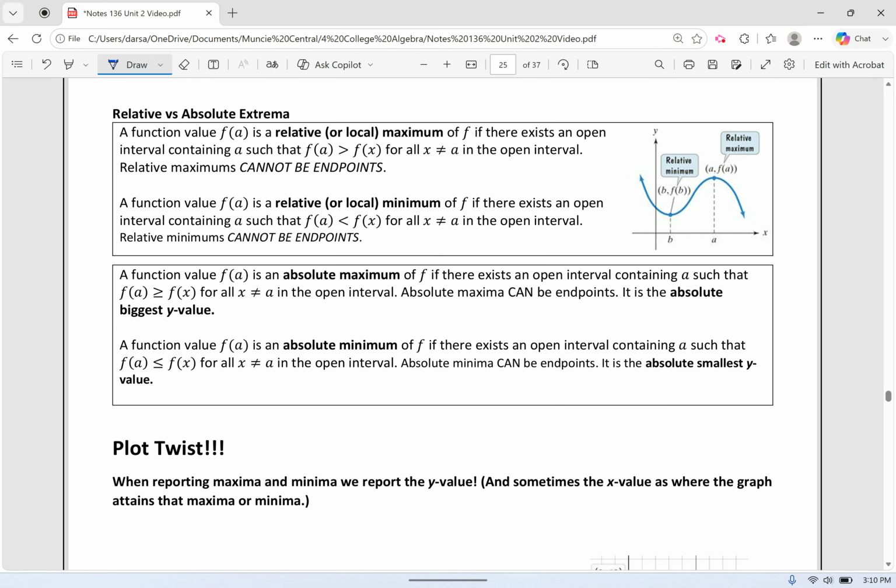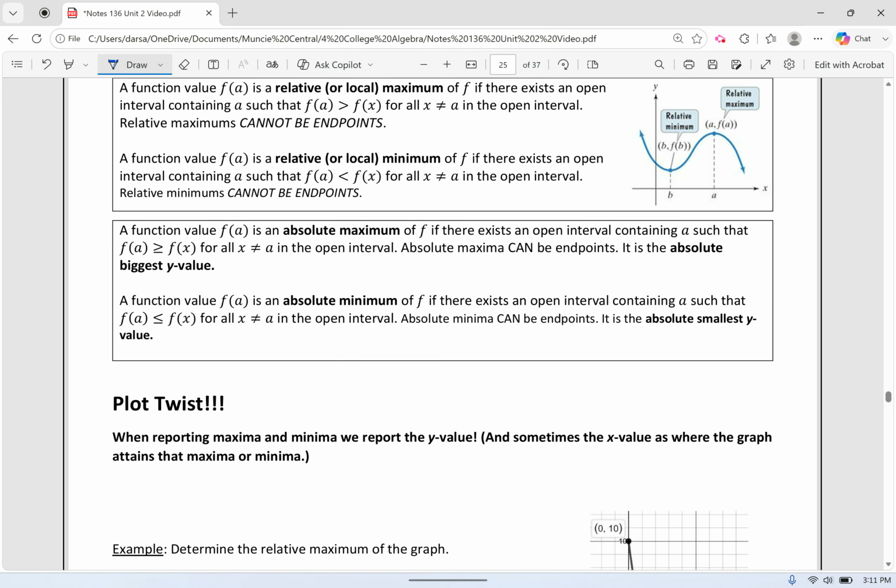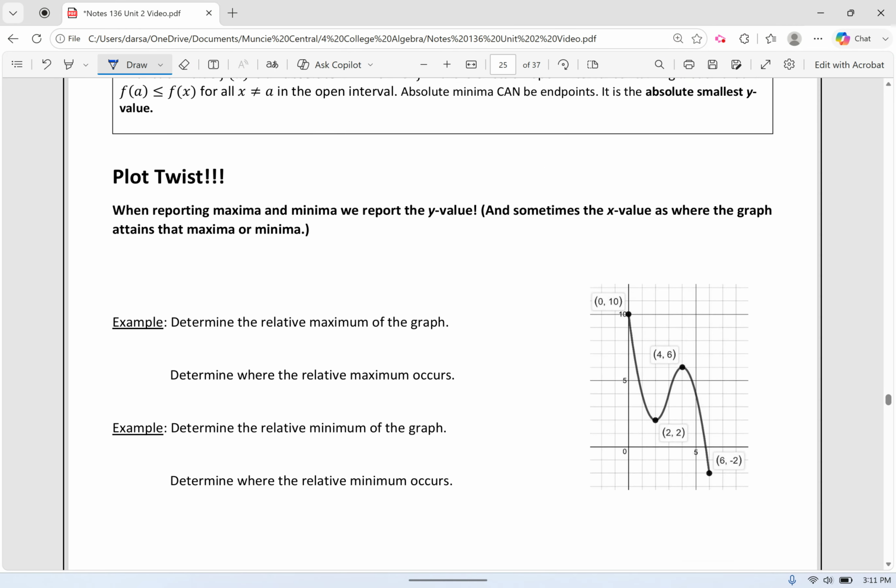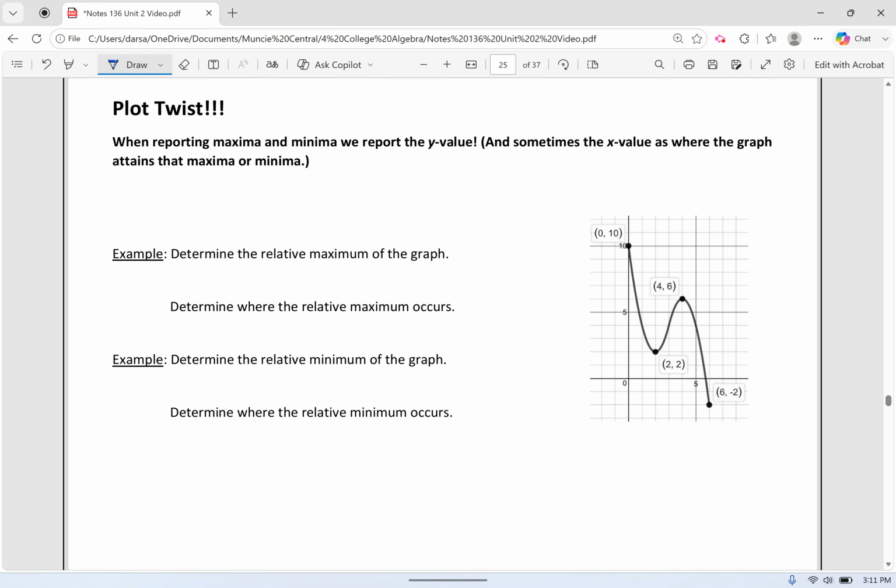Now, up until now, I've made a big deal about how we always report the x's, and plot twist, this is where we're going to break that rule. For absolute and relative maxima and minima, we actually don't report the x's, we report the y's. It is one of the only times we talk about y's.